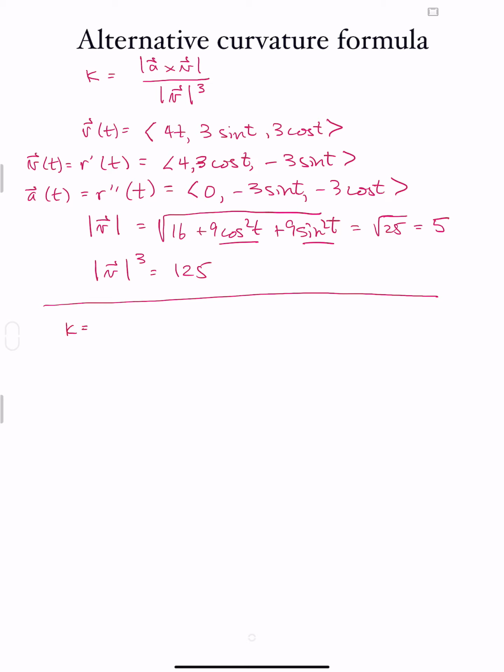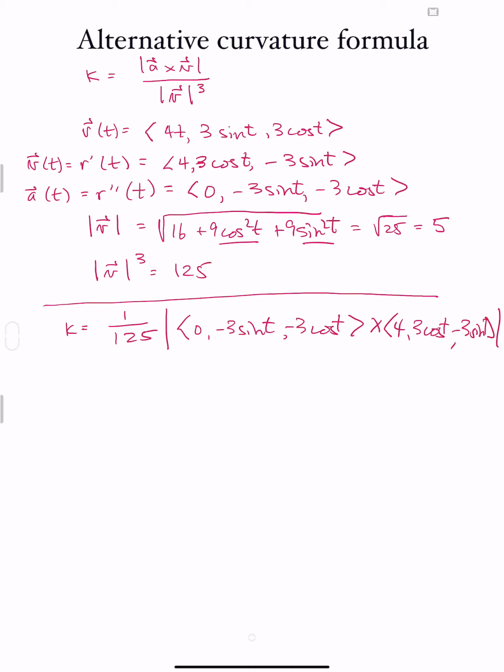Okay, so now when I go ahead and do my computation, kappa then is going to be the cross product. Here, let me put the 125. So 1 over 125 times the magnitude of these vectors, 0, minus 3 sine t, minus 3 cosine t, and then that's the acceleration, and I'm going to cross that into 4, 3 cosine t, and minus 3 sine t.